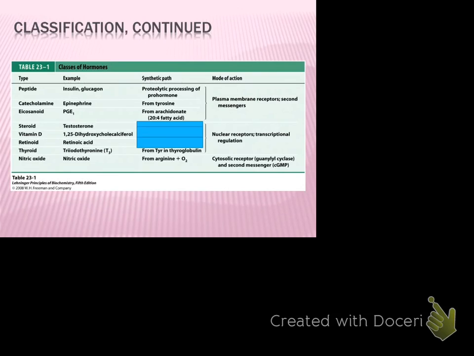Now we have the eicosanoids, which the example here are the prostaglandins, like PGE1. And they come from arachidonic acid, arachidonate in vivo, which I don't expect you to know the structure of, except you should know that it's the PUFA that has 20 carbons, so it's the largest one that we typically go over.